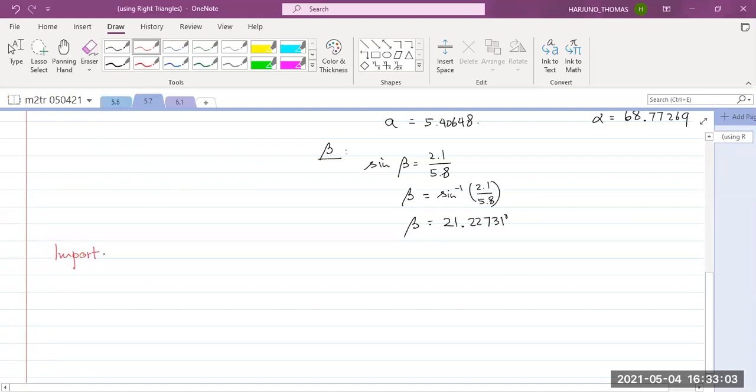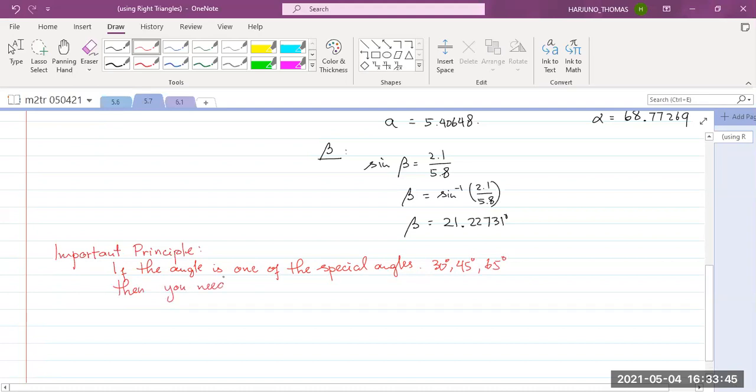Keep in mind one important principle when it comes to calculation. If the angle is one of the special angles, like 30 degrees, 45 degrees, 60 degrees, then you need to use the exact value for its trig value.